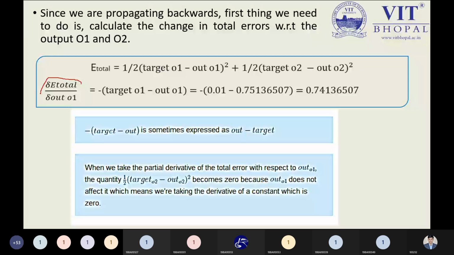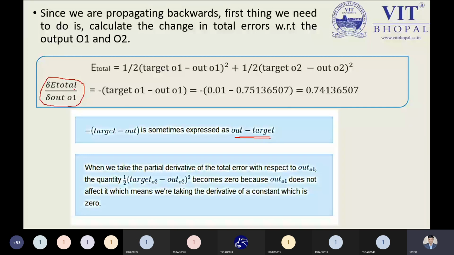See this part. So what is the formula? The simple formula: target O1 minus out O1. Nothing else, please keep in mind. It can be written as out minus target. You can use either target minus out, or out minus target. No issue, that is a simple concept. If you want to determine this, you have to understand this concept.